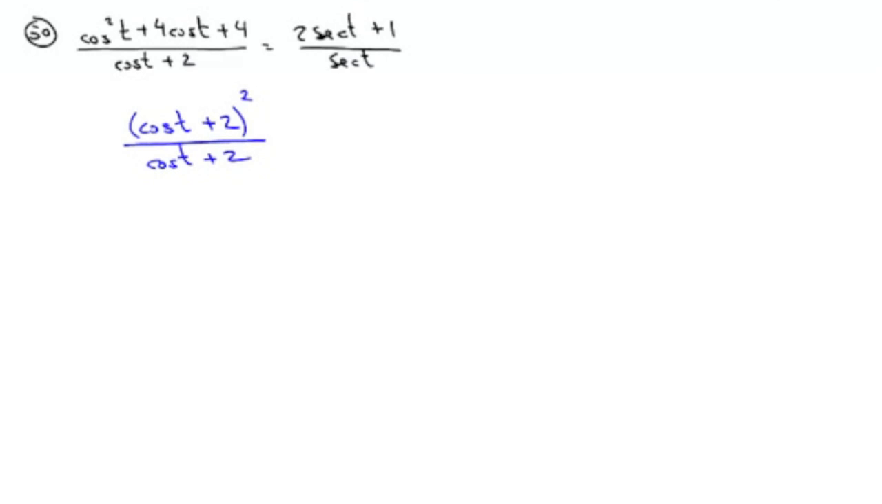Wait, what? You can factor the top. That's the same thing as factoring x squared plus 4x plus 4. It factors into x plus 2 all squared. In this case, x represents cosine of t. So this is where it gets a little strange. You get down to cosine of t plus 2 is equal to that side.